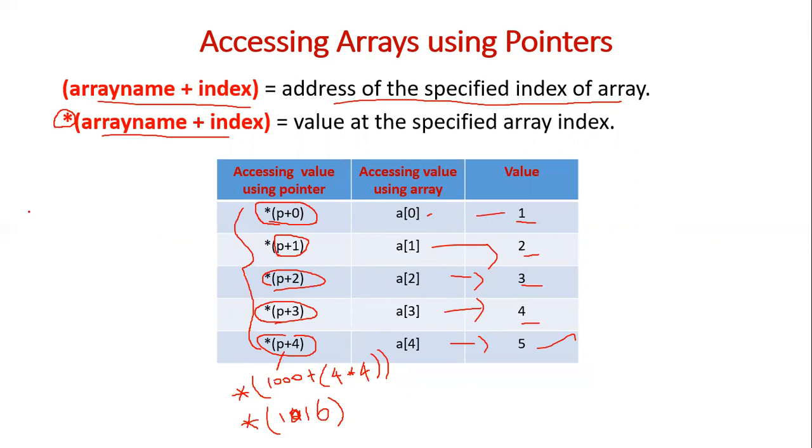So when you want to access the address of any array element using a pointer, you just say p plus i. So if you want to access the address of the ith element, you can use just p plus i. If you want to access the value of an array at a particular index, then you have to use star p plus i, where star stands for value at the particular address.